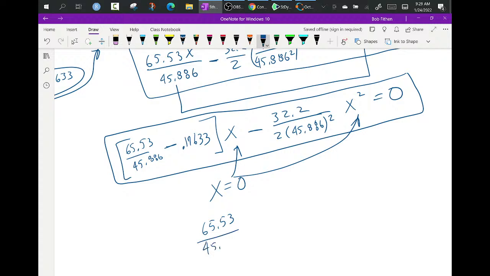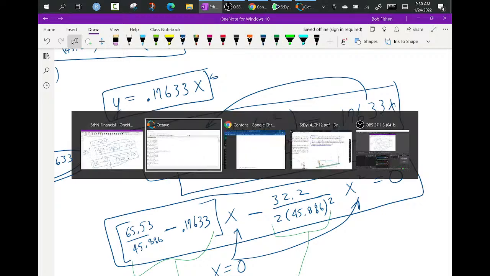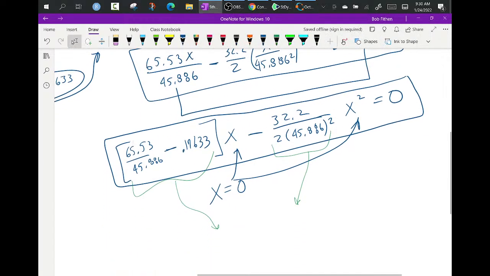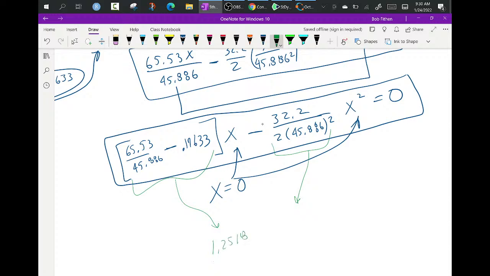65.53, 45.886. And let me take a minute and just figure out what each one of these numbers are. So this number, and then I'm going to copy this number down. If I can move this to the bottom of the screen, I might be able to see it at the same time. So the first one, 65.53 divided by 45.886 minus 0.17633 is 1.2518. And I'll go ahead and leave the x in there, minus the other one, x squared.